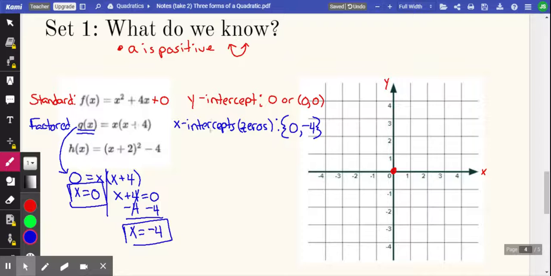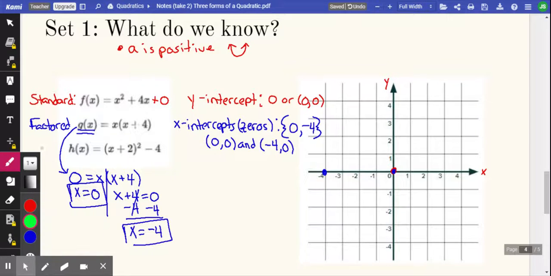If they asked me for the coordinates of my zeros, that would be the point 0, 0, so both my x and y are 0, and my other one is the point -4, 0. So when my x is -4, my y is 0. I have those 2 points I'm going to put on my graph. I already have one on there, and that's okay, because it crosses at the origin. Both the x and y intercept are the same there.